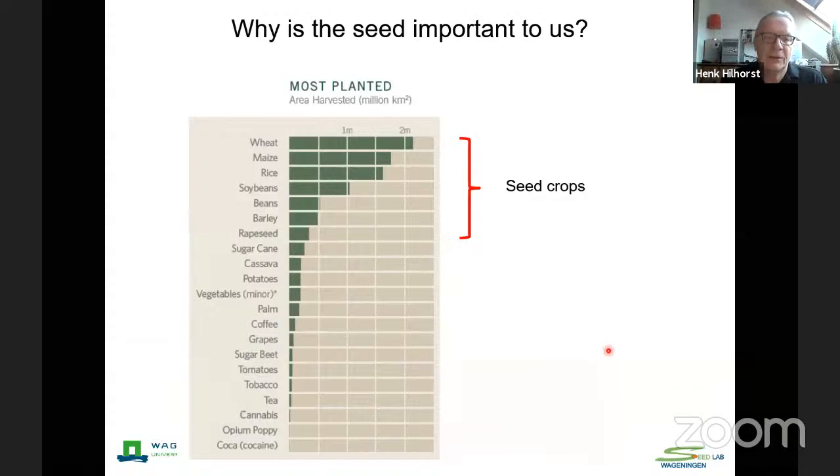Now, as you can see here in this list of the most planted crops in the world, the first 6 or 7 are all seed crops. These are the seeds that we use from these crops. All the others are non-seed crops. But this tells you already how important seeds are. Of course, wheat, maize, and rice are the most important ones in the world. Most people in the world actually depend on these crops for their daily diets.